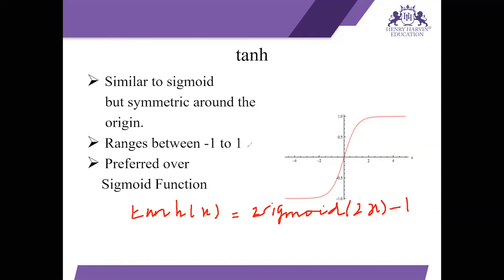And similar to sigmoid, the tanh function is continuous and differentiable at all points. And if you find the gradient also, it will be steeper as compared to the sigmoid function. And tanh is preferred over the sigmoid function because it is zero-centered and the gradients are not restricted to move in a certain direction.